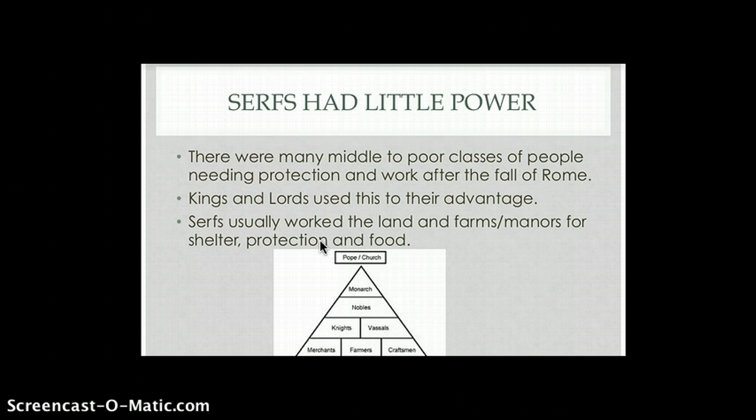Serfs had very little power. There were many middle to poor classes of people needing protection and work after the fall of Rome. Kings and lords used this to their advantage. Serfs usually worked the land in farms or manors for shelter, protection, and food.